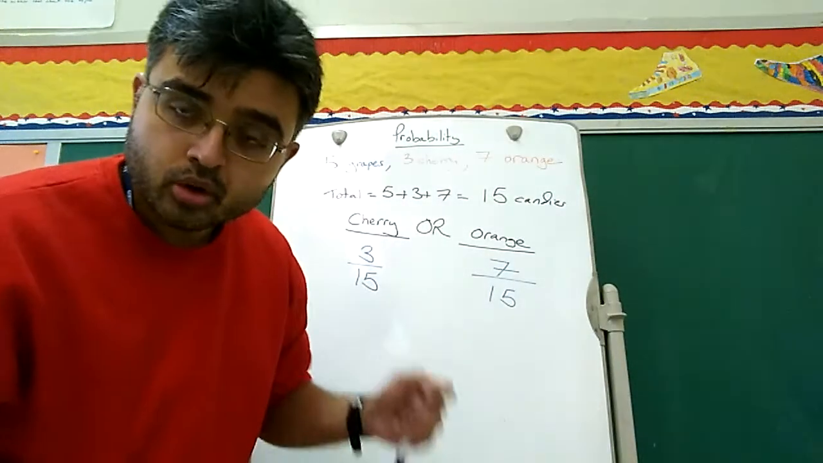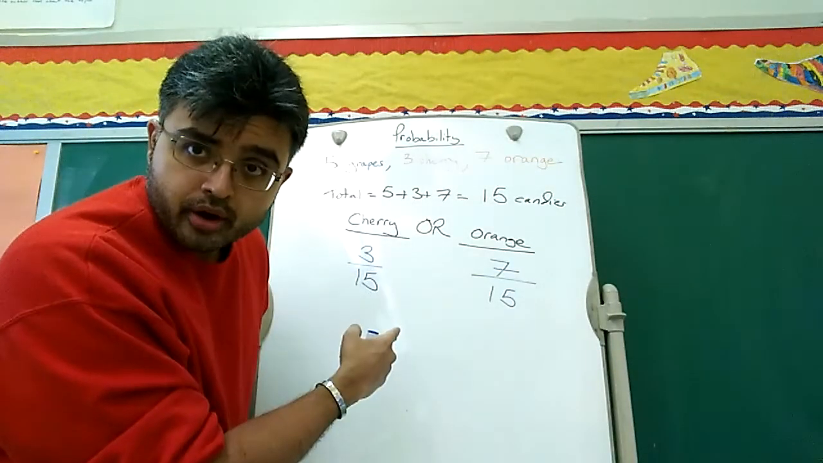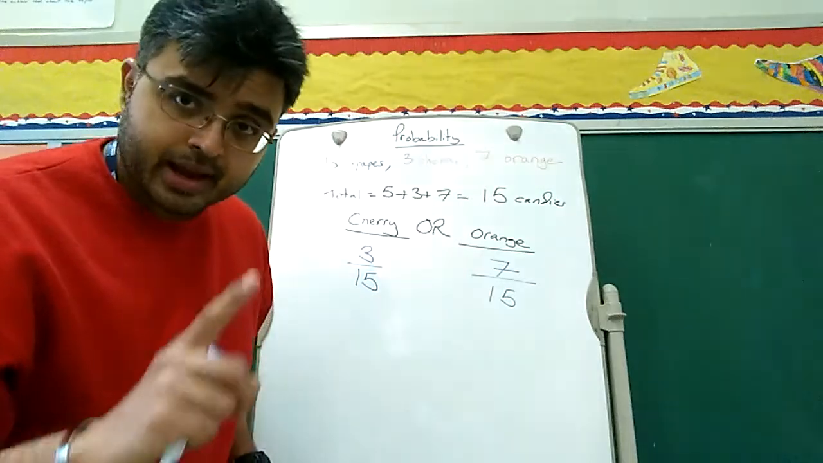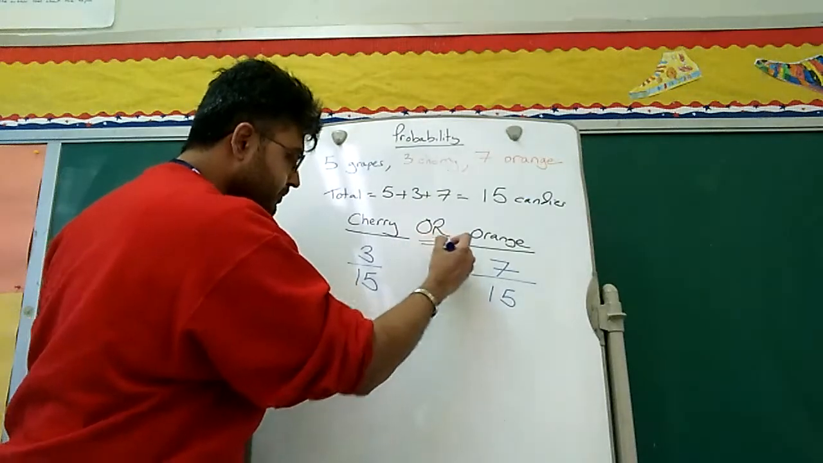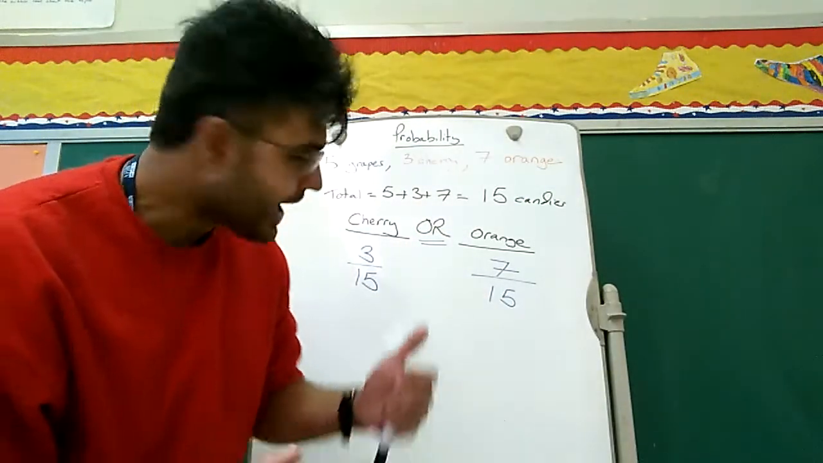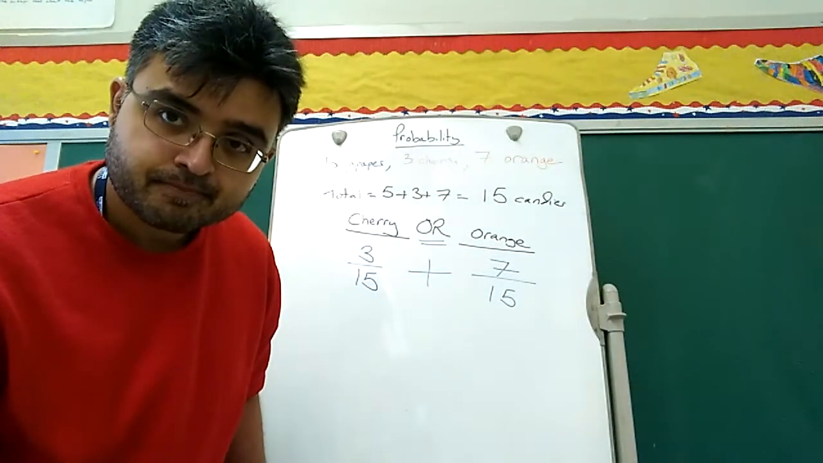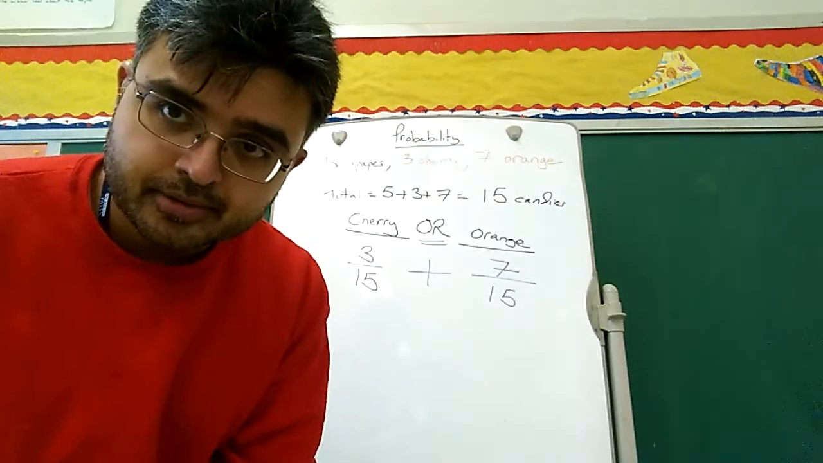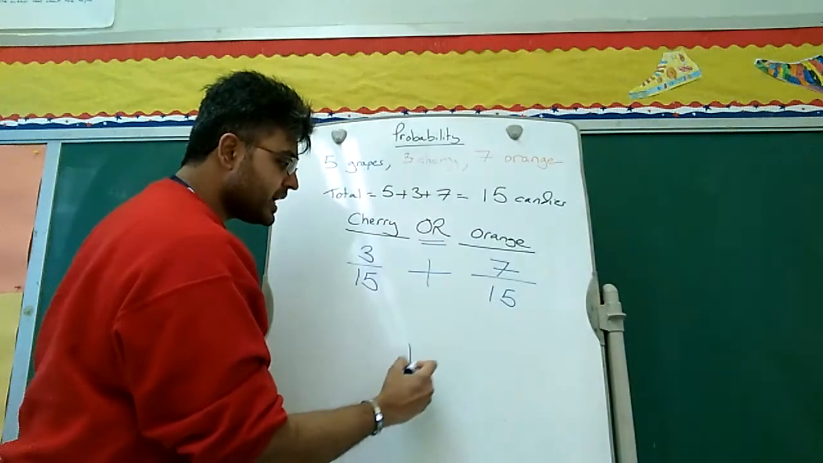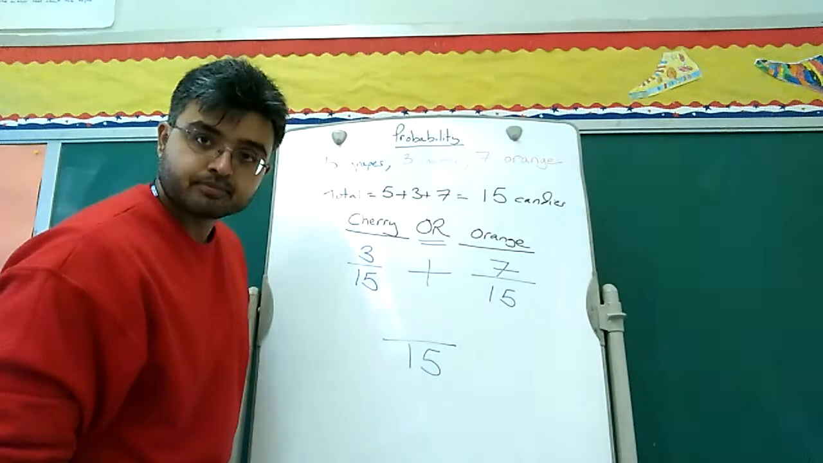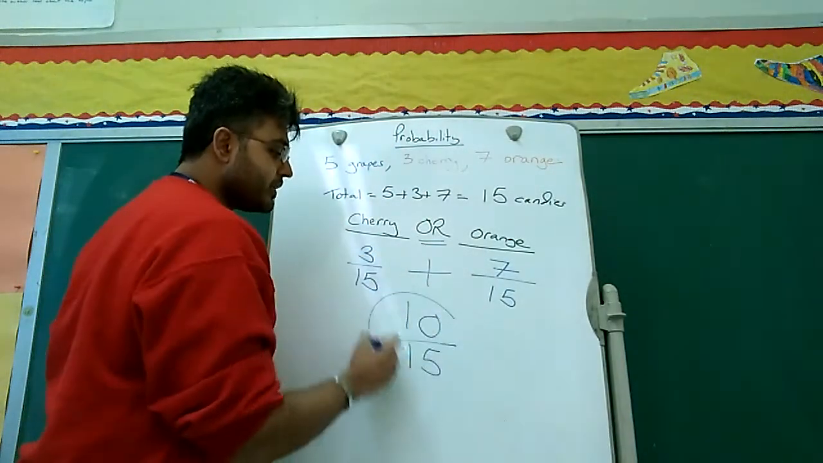Here's the question again. What is the probability that I will pick a cherry flavored candy or an orange flavored candy? And I've told this to the kids: whenever they see the word "or", that means they have to add the fractions together. That's what "or" means. It means add. So let's do it. 3 over 15 plus 7 over 15. The denominators are the same, so the number stays the same. And now we just add the numerators. 3 plus 7, 10.